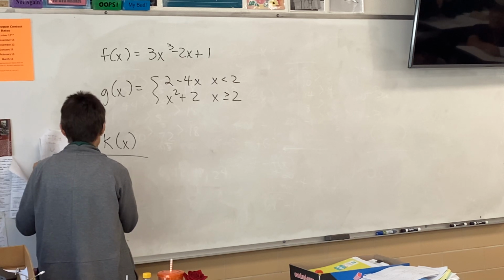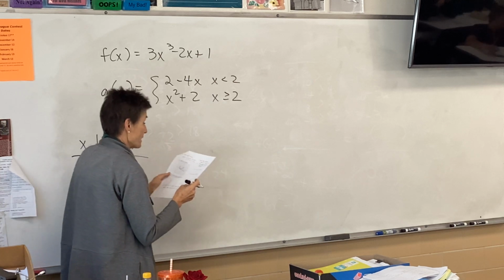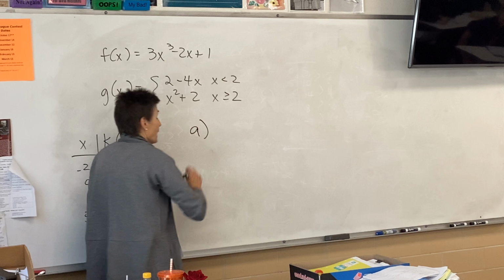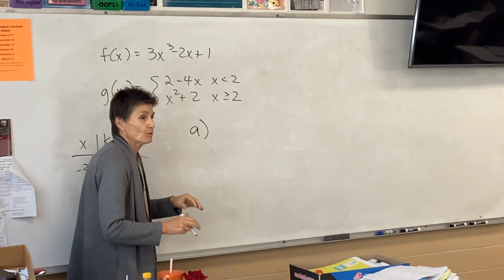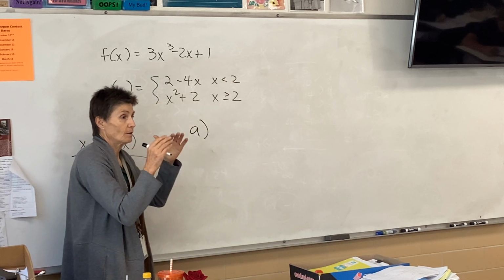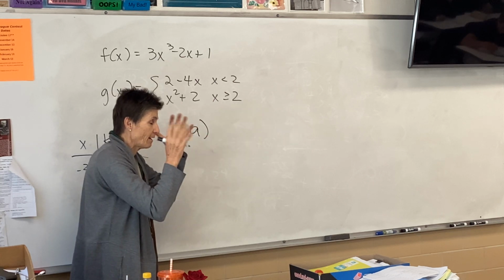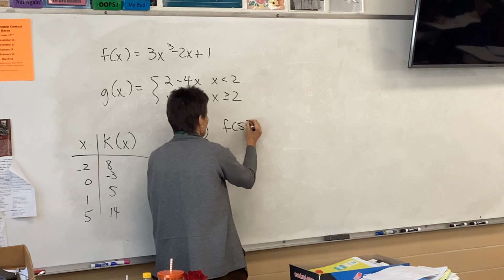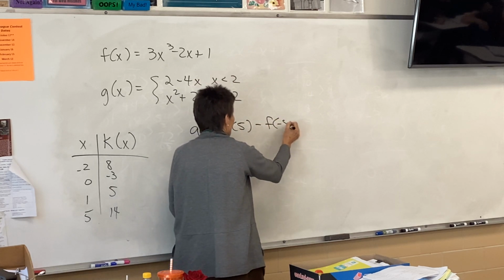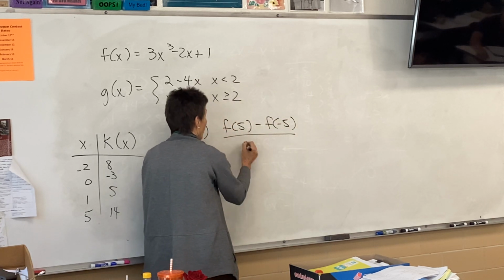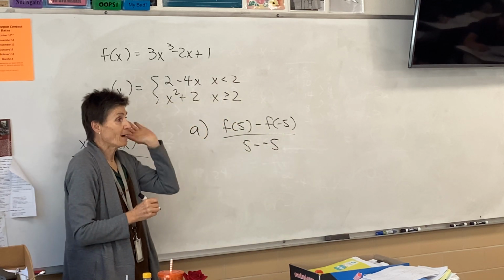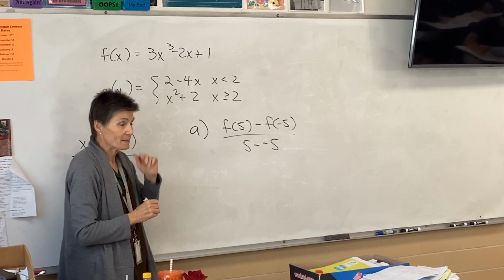All right, so now we have to find the average rate of change on the given interval. So, from -5 to 5, how do we find the average rate of change? Oh my gosh, if we haven't learned anything, we need to have learned this. From -5 to 5, f of 5 minus f of -5 over 5 minus -5, right? So f of b minus f of a over b minus a.